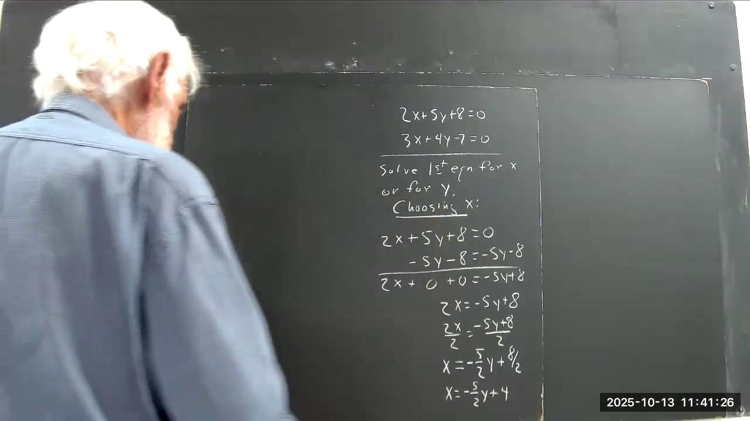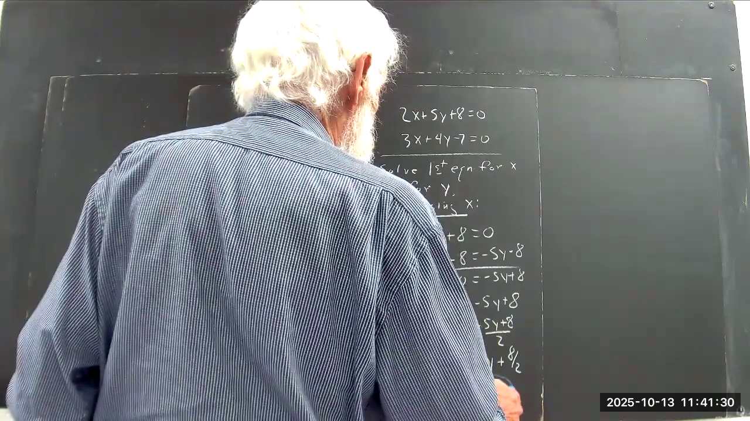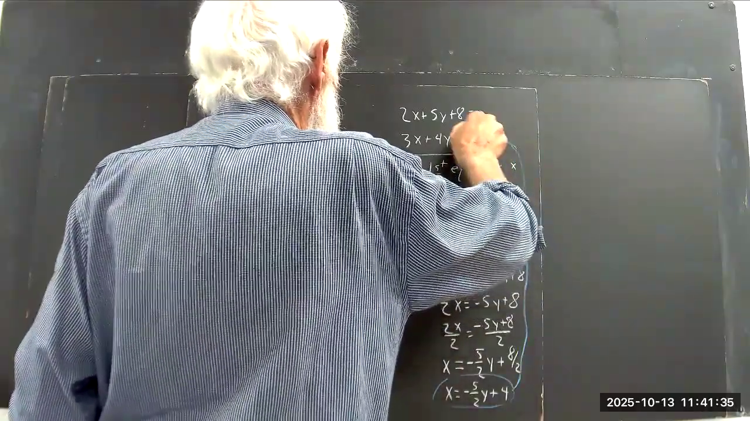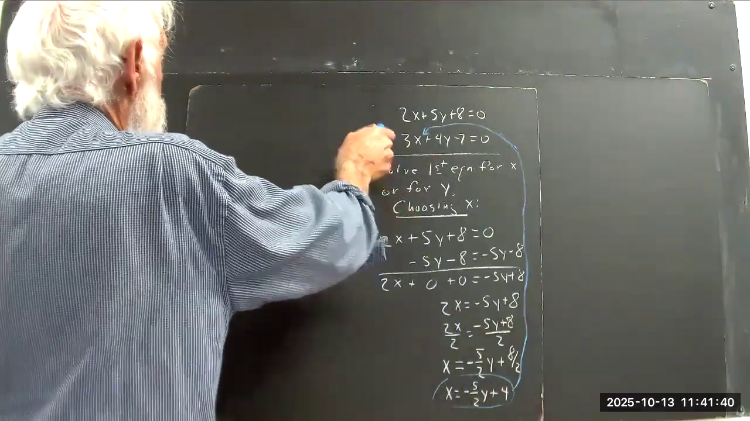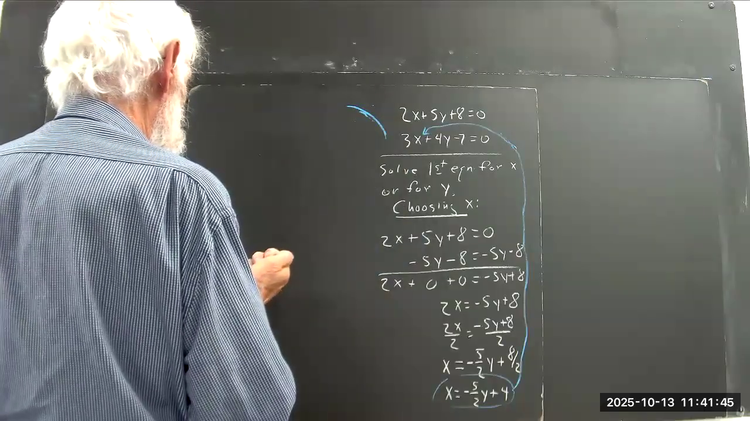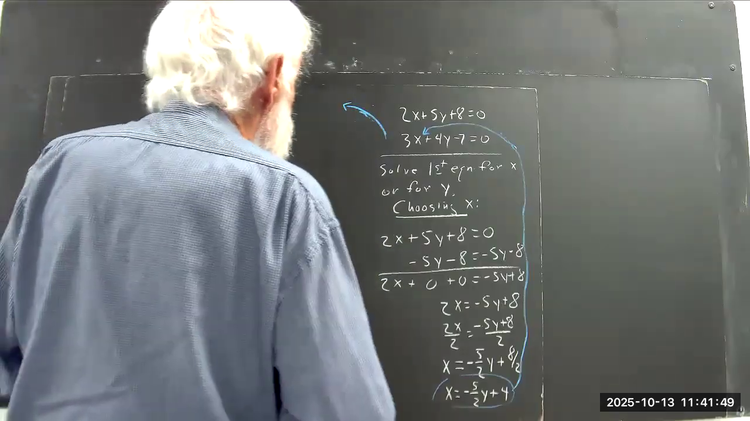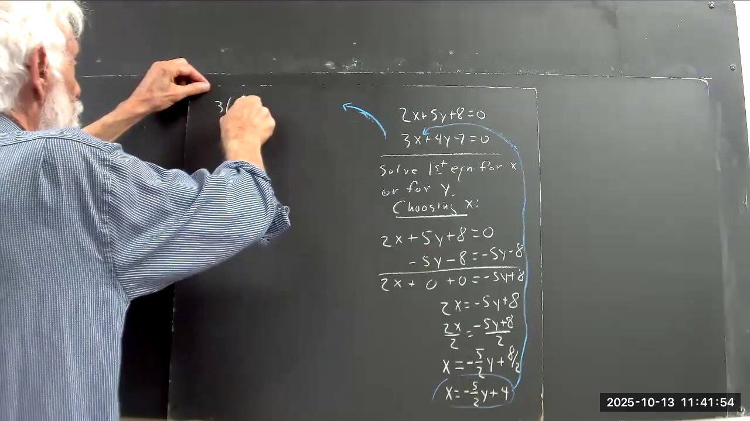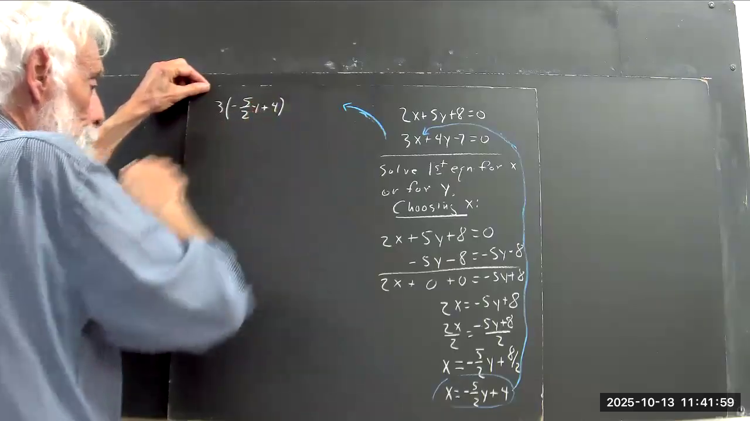All right, well, in any case, we take this and we plug it not into the same equation, but into the other equation, for x. Looks like I need to get a little more chalk out of that holder. Okay, so that gives us 3 times negative 5 halves y plus 4.